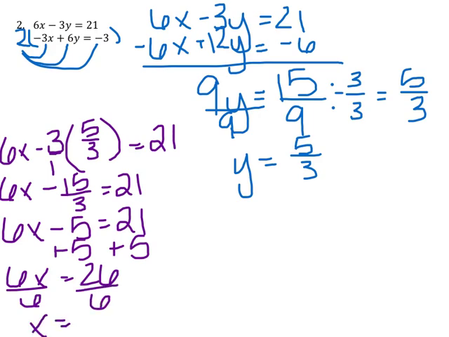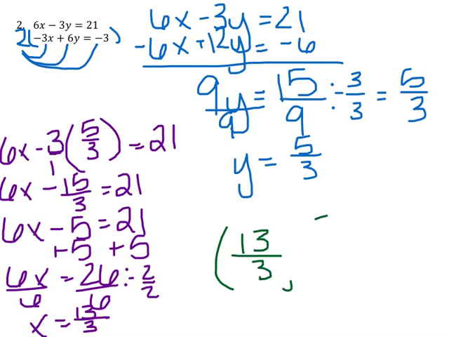X equals 26 over 6. We can divide that again by 2 over 2, and we get x equals 13 over 3. When we write our final answer, x comma y, that's 13 over 3, comma 5 over 3.